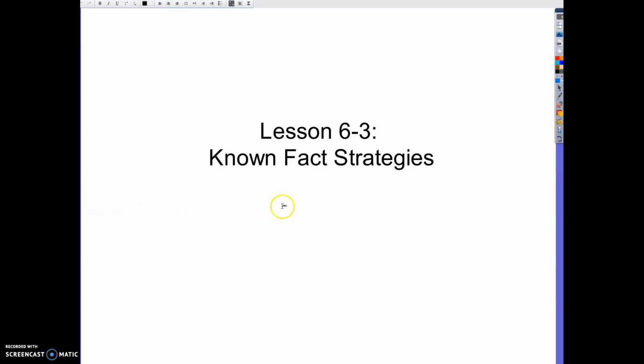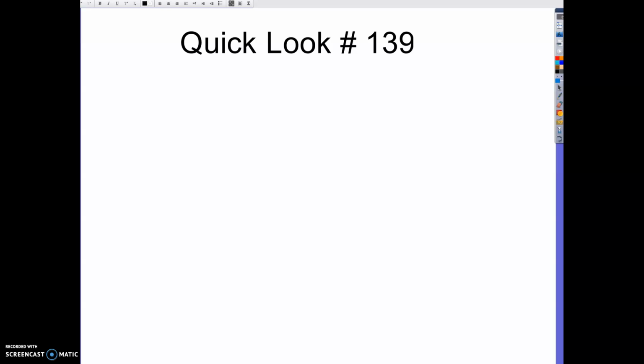Hello, third graders, and welcome to lesson 6.3. With this lesson, we are going to talk about some of the fact strategies we have been using and know about for multiplication. But first, some quick look cards.